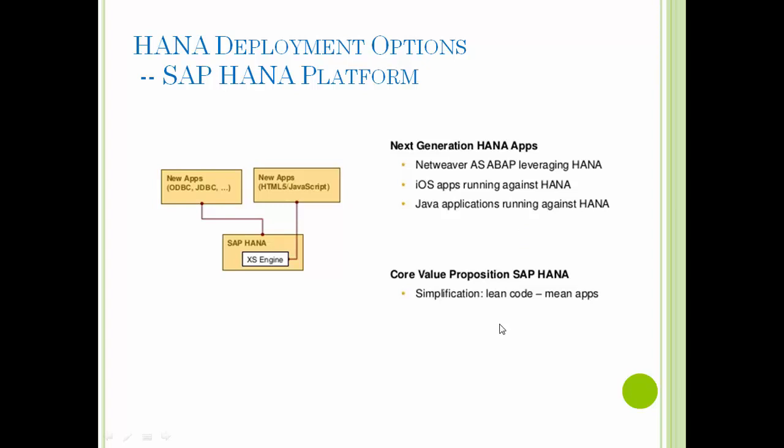So what is the core value proposition? Core value could be simplification, lean code, lean apps. So now we have understood different implementation scenarios or deployment options available in market with SAP HANA.